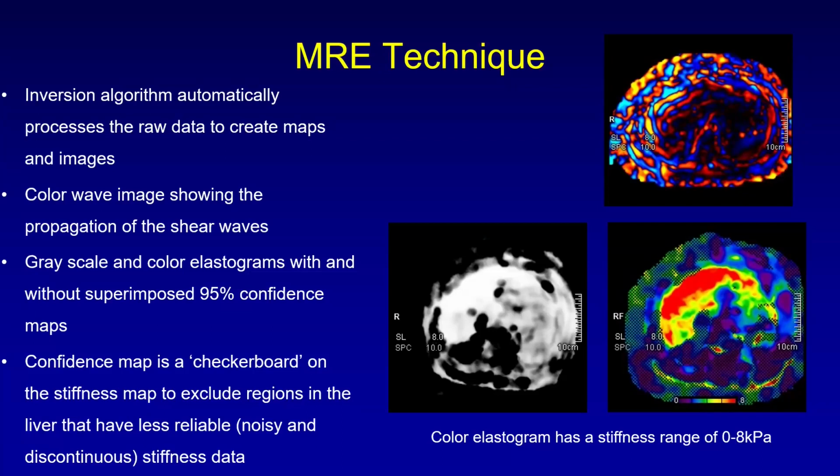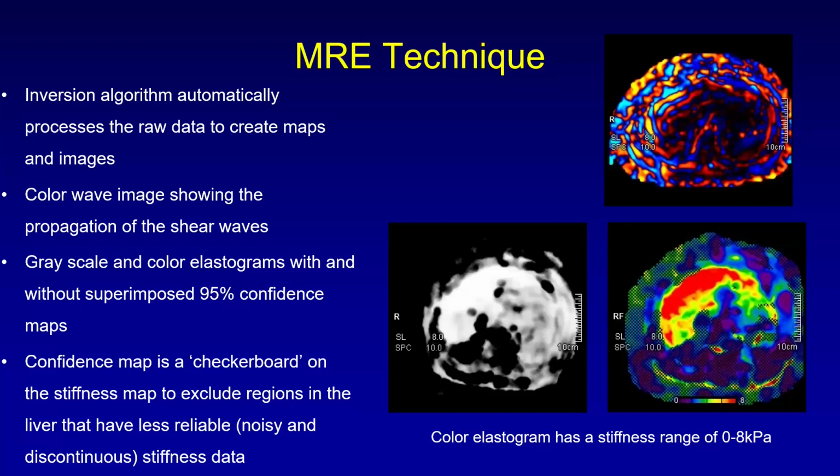So in the color elastogram, you are seeing that the bulk of the liver is coded red. And if you see that bottom bar, the color elastogram has a stiffness range of 0 to 8 kilopascals. So towards the left, it is violet. And as you move towards the right, the color code increases towards yellow and finally red.